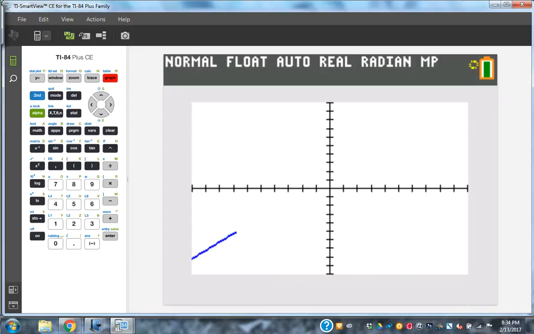We hit graph. All right. Looks different, right? We can see the vertical asymptote happening. That's kind of the normal thing. We're used to seeing that now. We've seen 3 or 4 of those. Okay, so there's our vertical asymptote at 1.